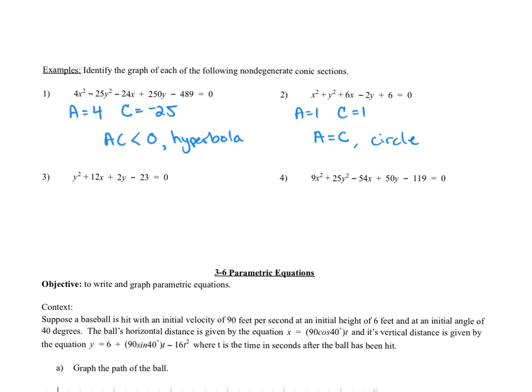For number 3, there is no a term because there's no x squared term. But we see that c equals 1. It's the coefficient in front of the y squared. Since ac equals 0, we know this is a parabola.